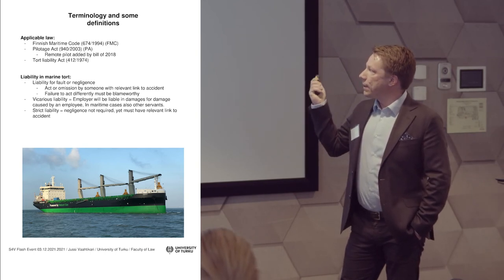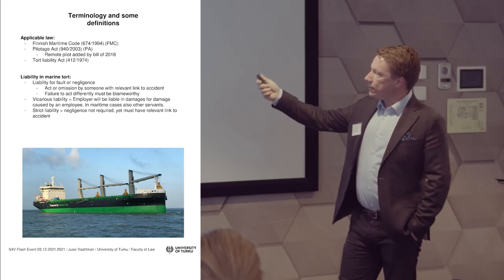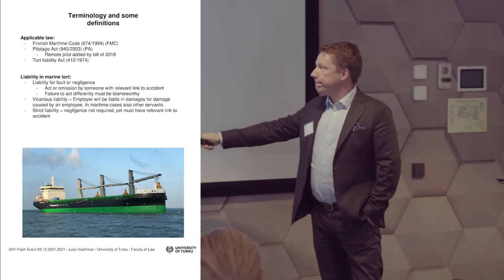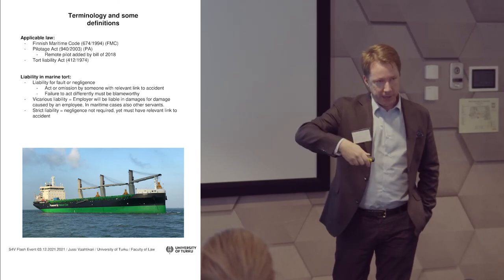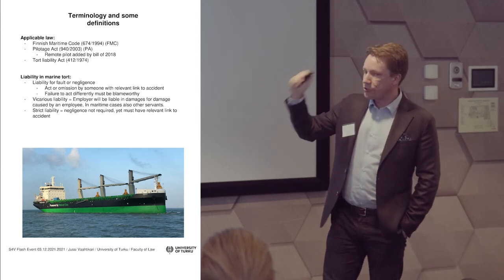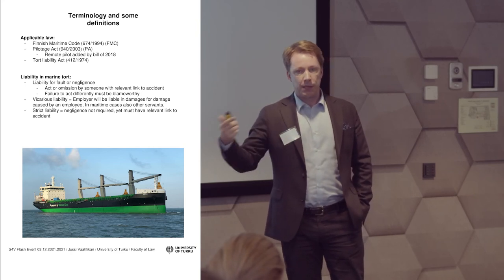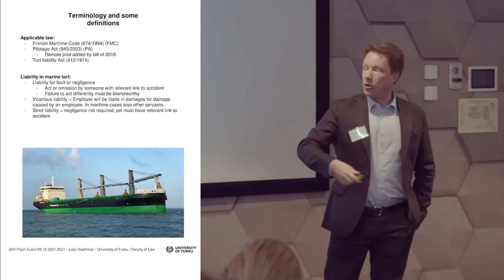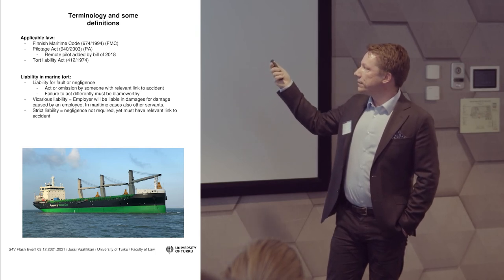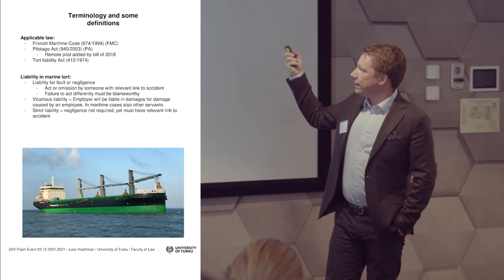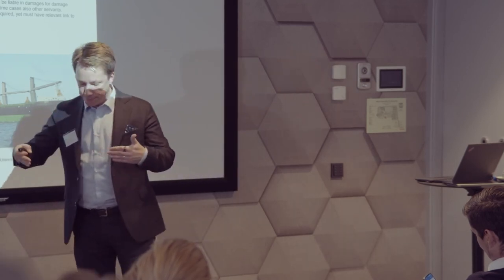Vicarious liability means that the employer will be liable in damages for any damage caused by the employee. So if your worker is doing something wrong, the company will pay. But in shipping, it also covers the servants of the ship owners. It means that the tugboats and the pilots, if they do something wrong, then the ship owner is liable for that. Strict liability means that whatever happened, no negligence is required, and there only needs to be some relevant link between the accident and the person who is liable.